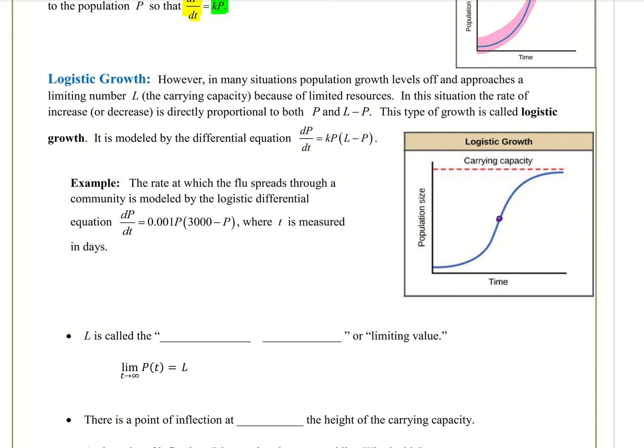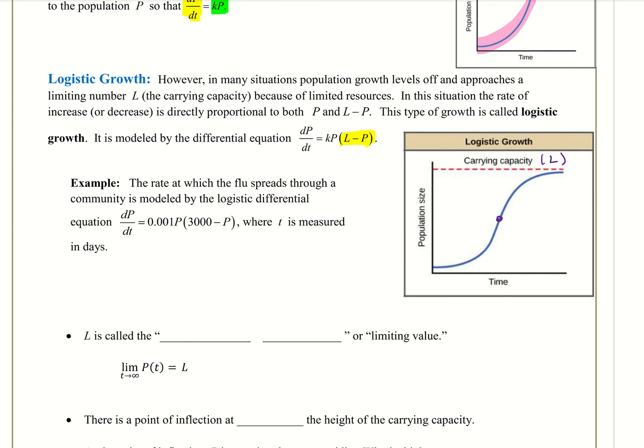The carrying capacity is basically like your maximum population. It's called a limiting number sometimes. People often reference it as L. It's because we have limited resources, or you start having a population that stops responding in a certain way. And so the rate of change is proportional to two different things. It is proportional to the population, but it's also proportional to the difference between the carrying capacity and the current population. And that's how we get this kind of unique graph.